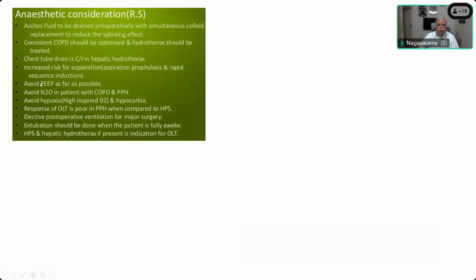Avoid too much PEEP intraoperatively. This is a very important thing because it will decrease the hepatic blood flow, and especially the hepatic arterial buffer response will be affected. Avoid nitrous oxide in patients with portopulmonary hypertension, as well as with comorbidity like COPD. Avoid hypoxia at any cost, or hypocarbia. Too much washout of carbon dioxide also is to be avoided. And the response to one lung ventilation is poor in patients with portopulmonary hypertension, so any thoracic surgery requiring OLV should be avoided.